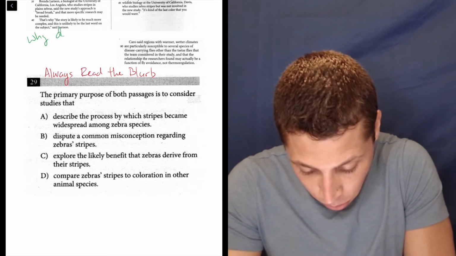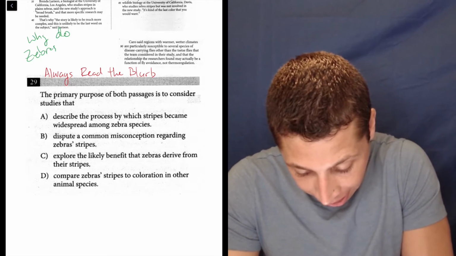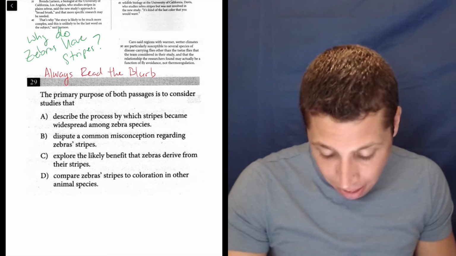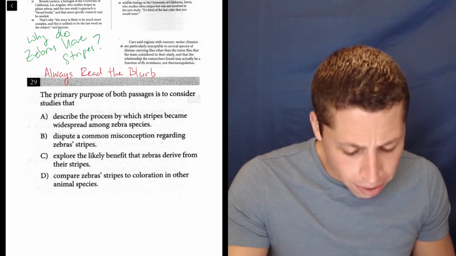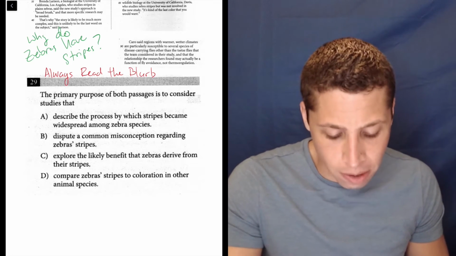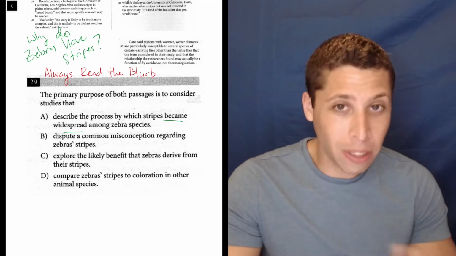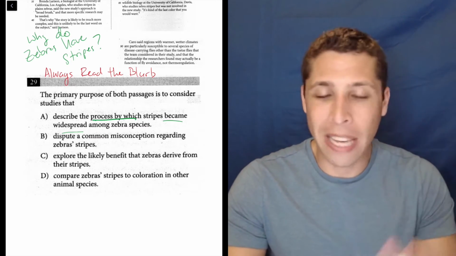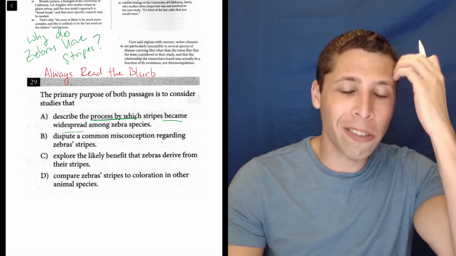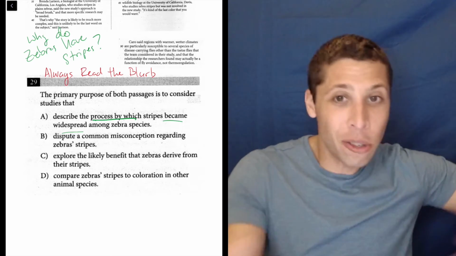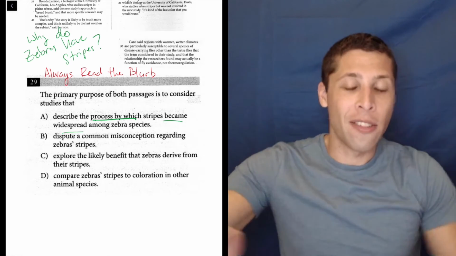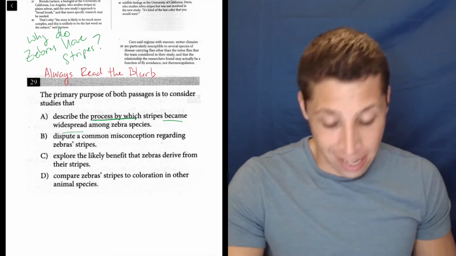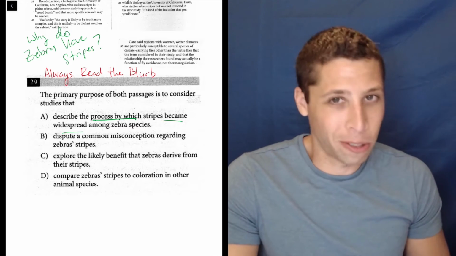Why do zebras have stripes? So what kind of matches with that? A, they're describing the process by which stripes became widespread among zebra species. That's really tempting. But the process by which stripes became available, no, they're not talking about how they evolved into striped things. They're talking about, okay, when we see that they have stripes now, what might that function be? This is not answering the question.